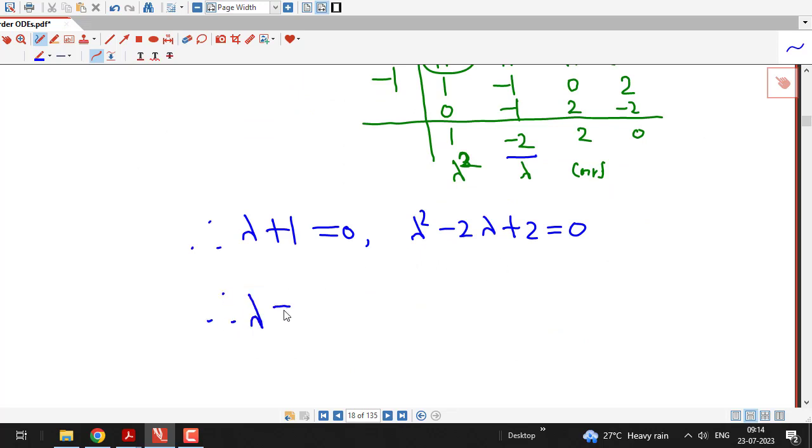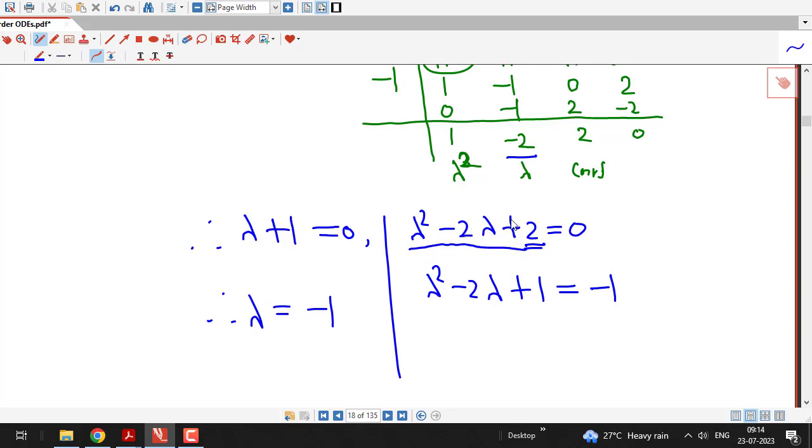This will give me lambda equal to minus 1. To solve this, I can rewrite this as lambda square minus 2 lambda plus 1 equal to minus 1. I am breaking 2 as 1 plus 1. And here you can see we will have complex roots because b square minus 4ac is negative, and this I can rewrite as the square of lambda minus 1 equal to i square.